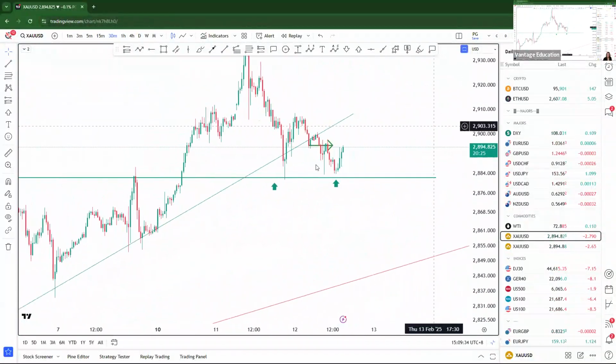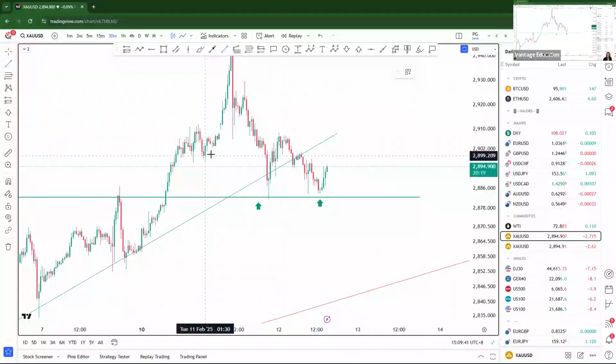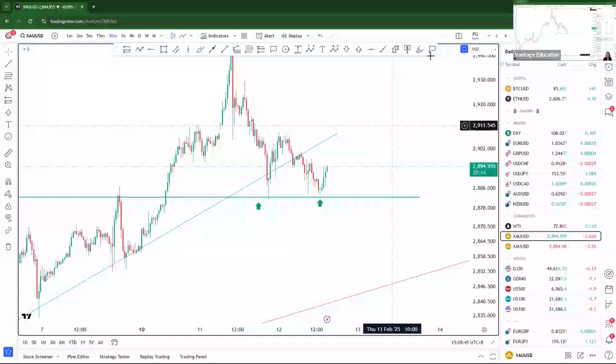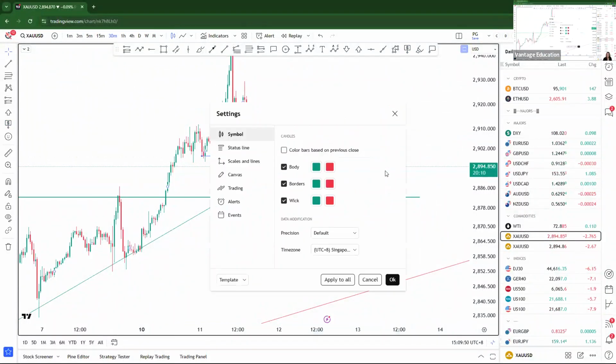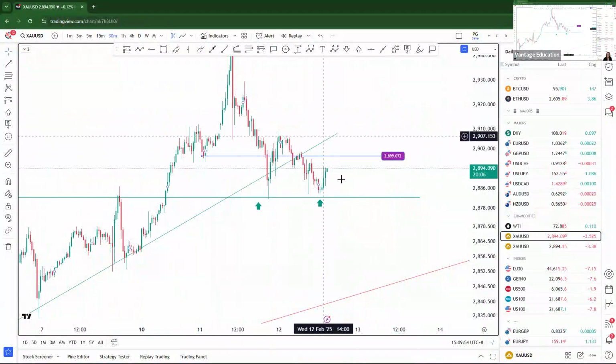My sell zone for M30 for gold, I'm looking at this level. This is going to be my sell entry for gold. Similarly, we are looking at this one. So this is going to be my sell entry on a pullback here.